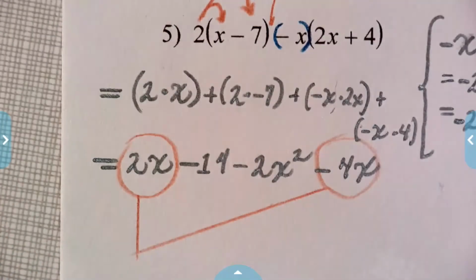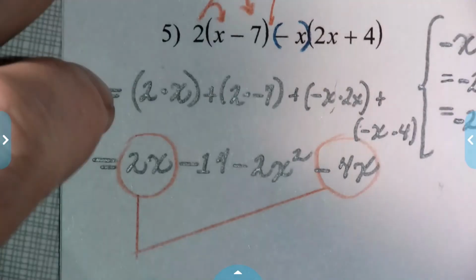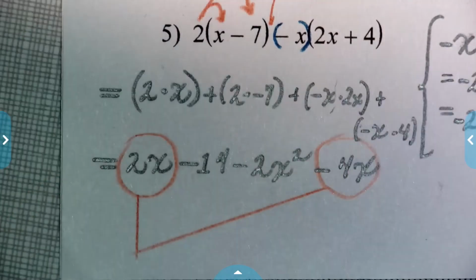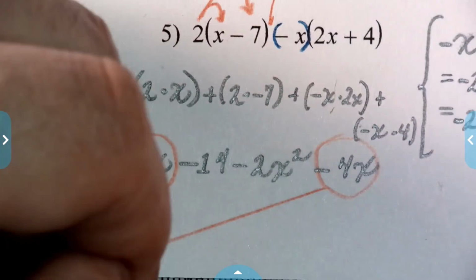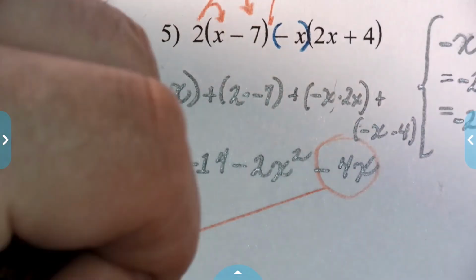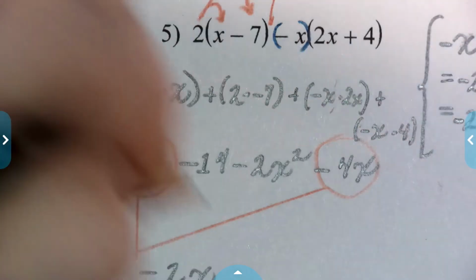All right, well, what is 2 minus 4? It's negative 2. So 2x minus 4x, or 2 blob minus 4 blob, is negative 2 blob, or negative 2x in this case. So I've got negative 2x minus 14 minus 2x squared.